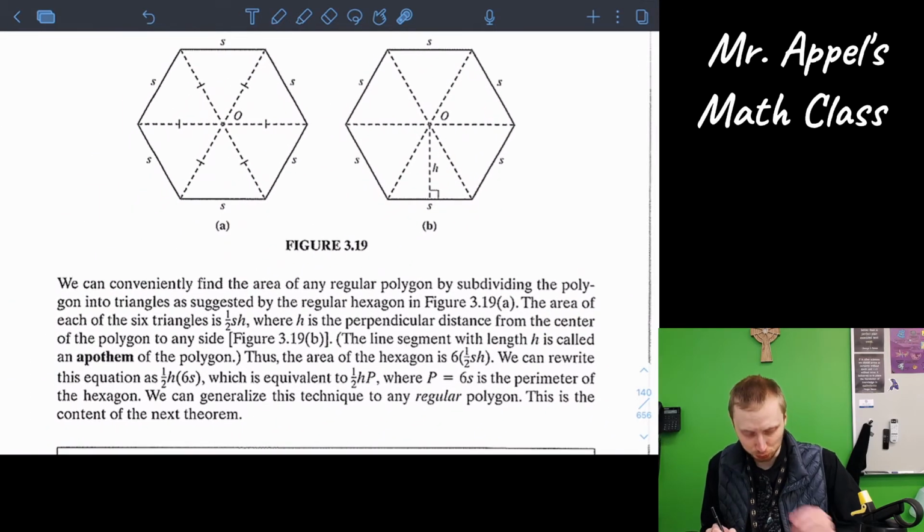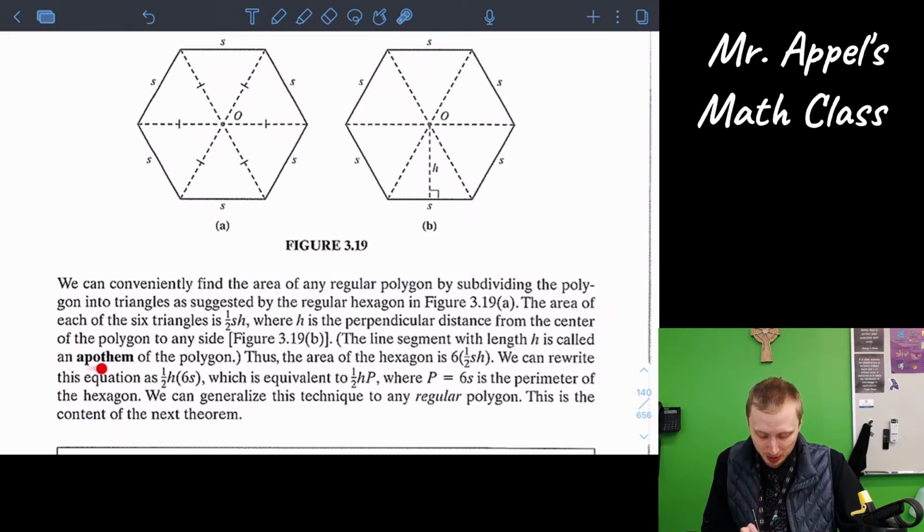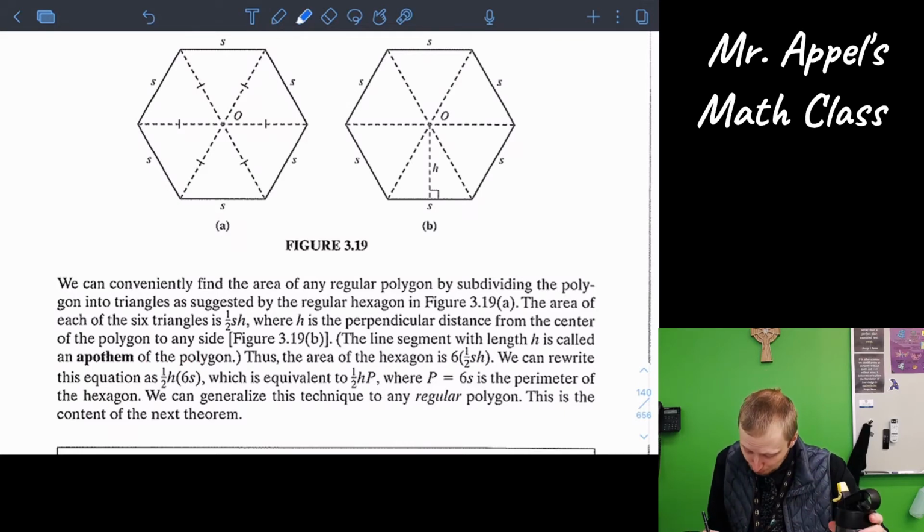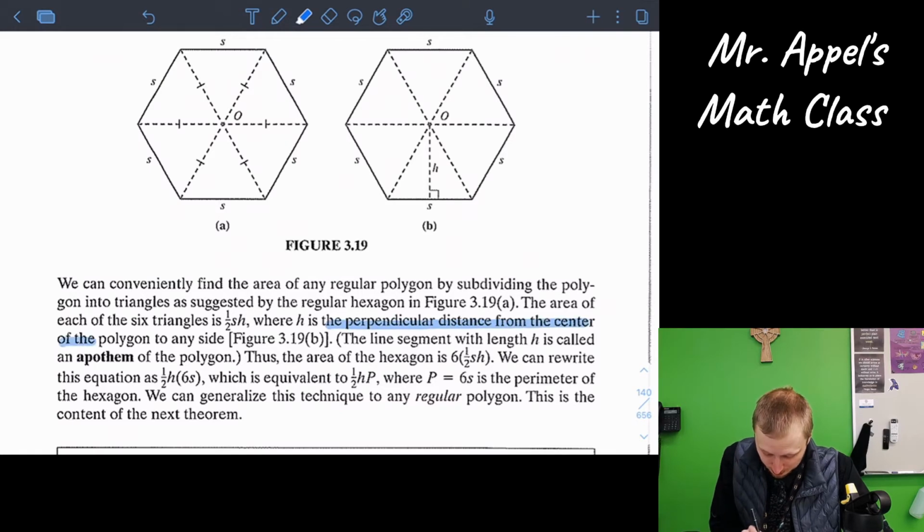The line segment with length h is called an apothem of the polygon. So that is our definition of an apothem, right?